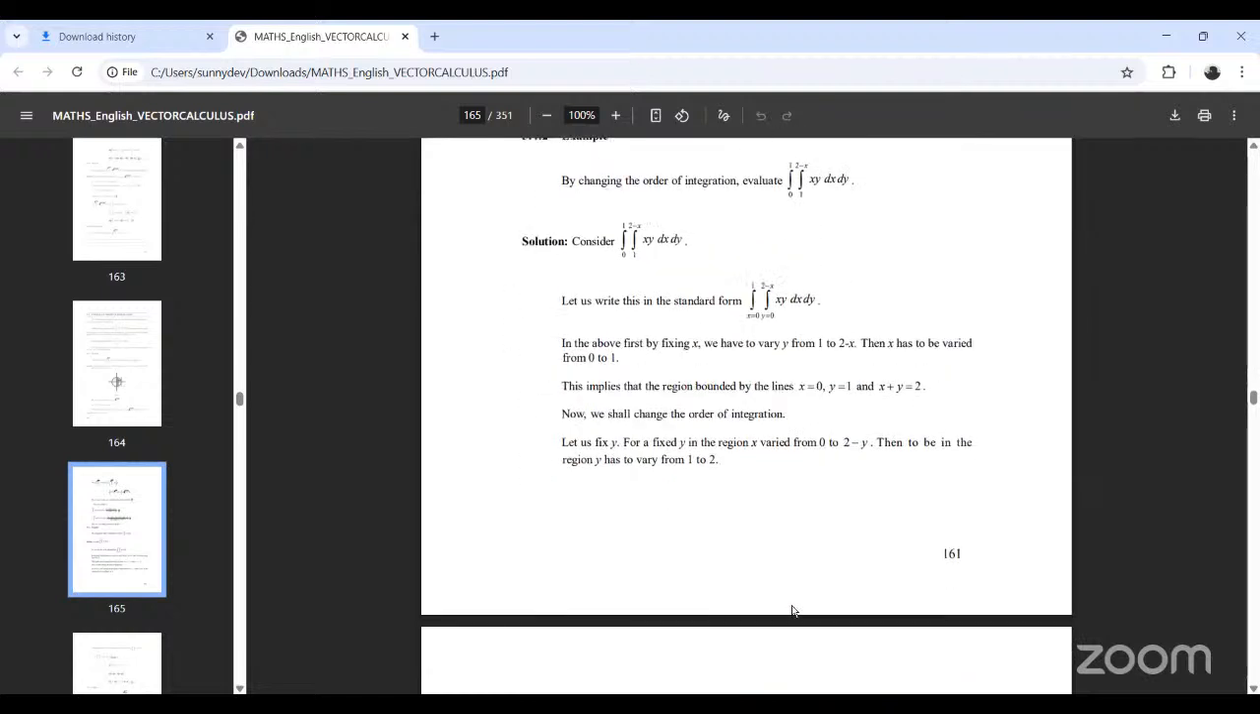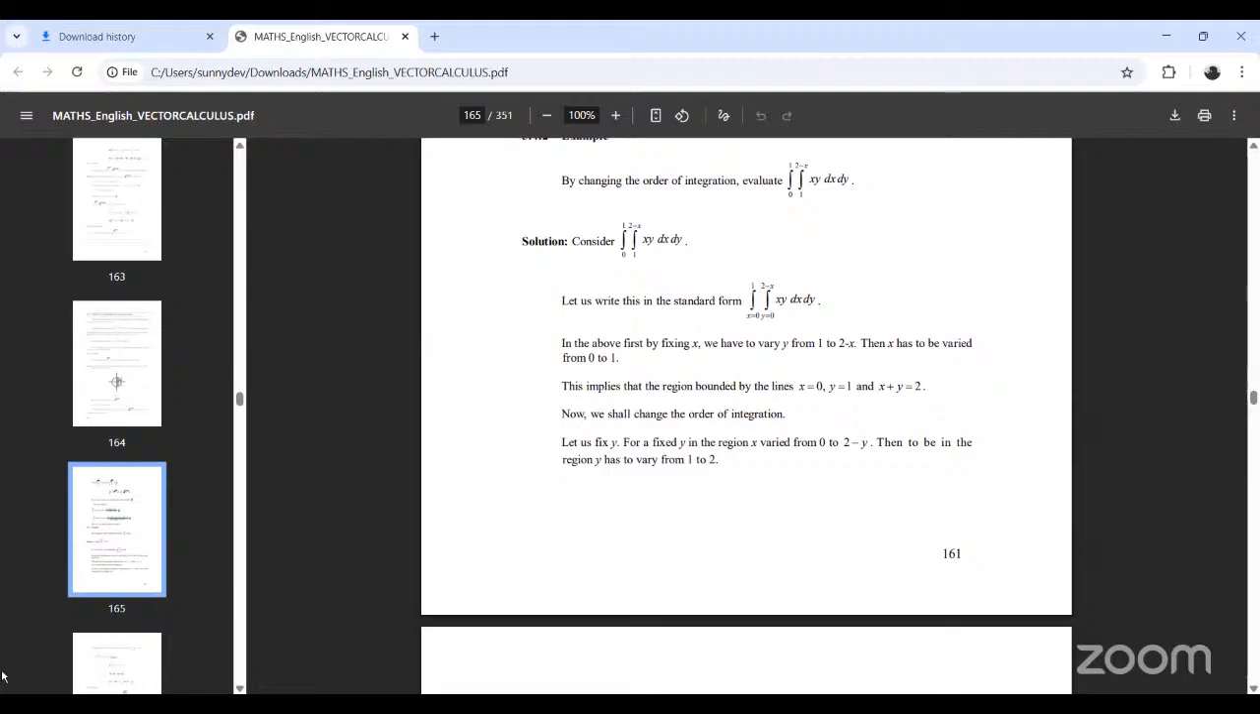And next, see the next problem. Integration of 0 to 1 and 1 to 2 minus x, xy dx dy. So here the y limit is 2 minus x. So y limits are 0 to x, and x limits are 0 to 1. So once it is simplified, then we are changing the order of the integration.